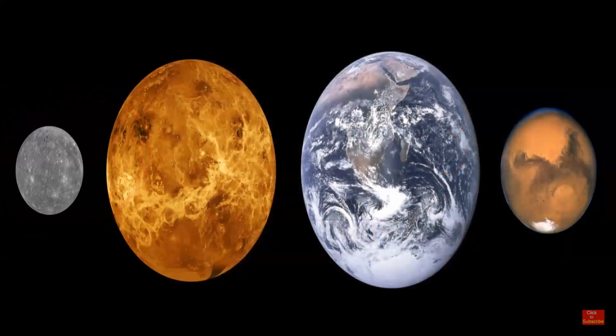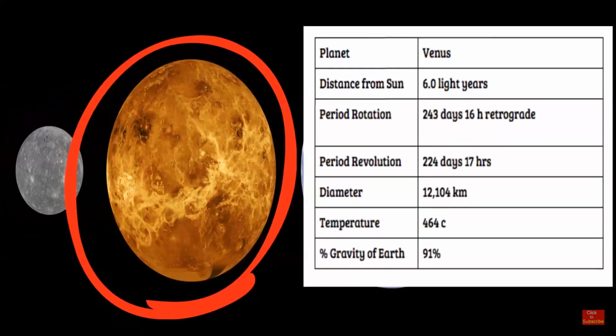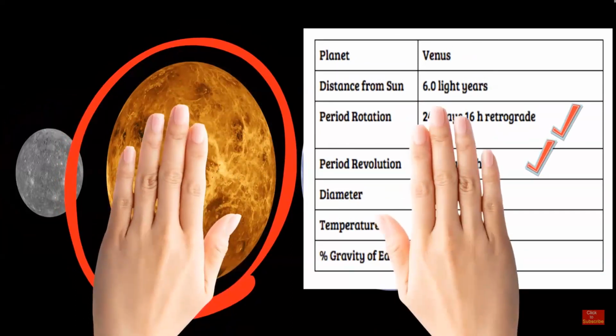Venus, the period of rotation, 243 days, 16 hours. And it rotates retrograde, in other words, in an opposite direction. And the period of revolution is 224 days, 17 hours. It also has the longest rotation of all the planets.